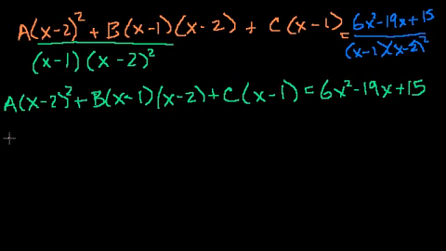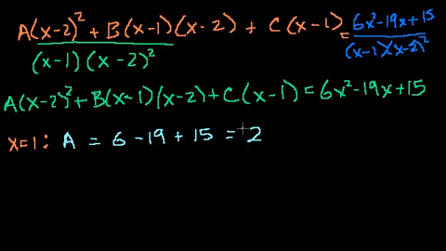So let's do that. When x is equal to 1, we get a times 1 minus 2, which is minus 1 squared, which is just 1. So it's a times 1, so we can just leave the a there. This becomes 0 because this term right here will be 0 if x is 1. This becomes 0 because that term would be 0 if x is equal to 1. So a is equal to 6 times 1, so 6 minus 19 times 1, minus 19 plus 15. And what is that? Minus 19 plus 15, that's minus 4 plus 6. That is equal to 2.